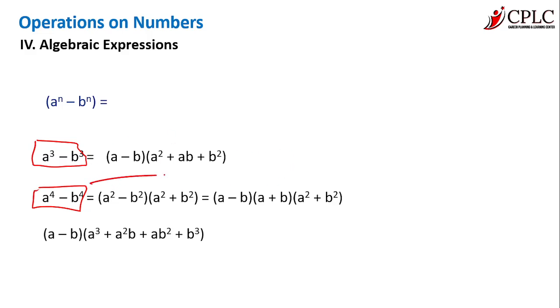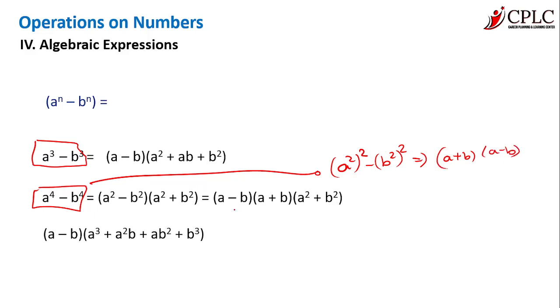So a raised to 4 minus b raised to 4 can also be written as a square whole square minus b square whole square, and that is why it becomes a square minus b square, which gives you the idea of a plus b and a minus b. And then this a square minus b square can again be broken down into two things, that is a plus b and a minus b.